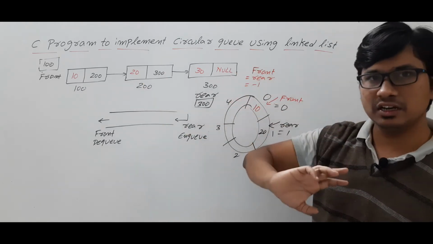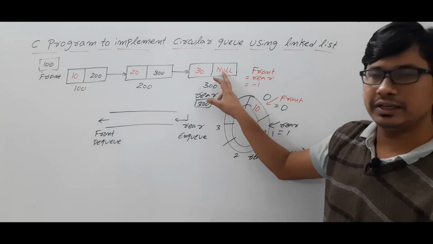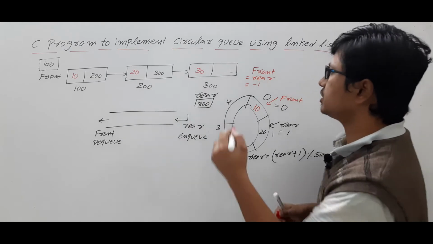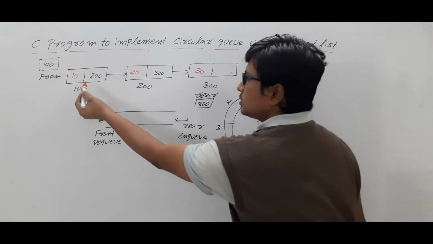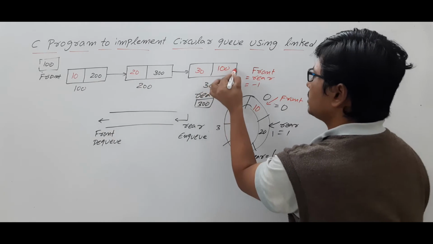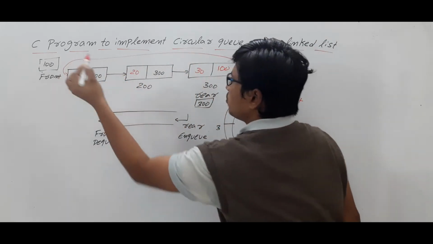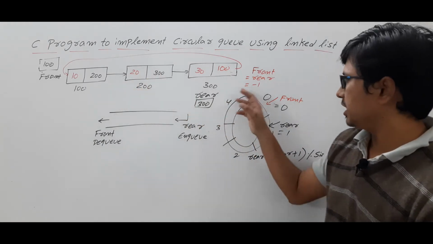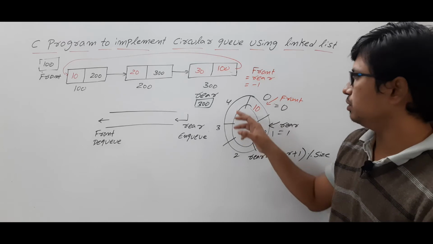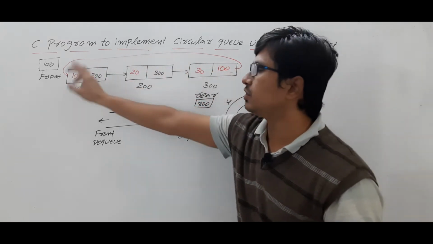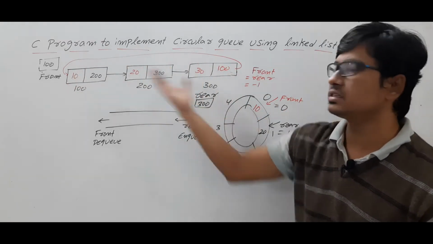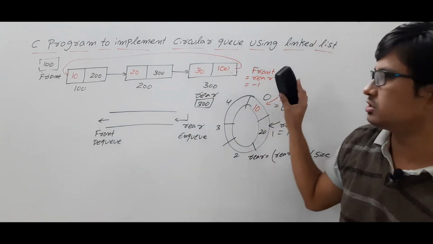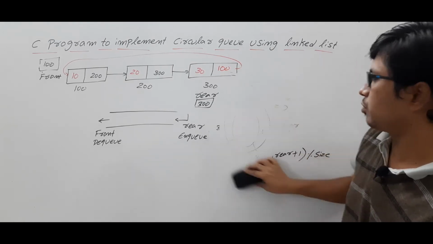Now as it is a circular queue, this link should point to the first node, meaning you need to have the first node's address. So what is the first node? 100. If you maintain this address, then it is pointing there. So now it is becoming a circular linked list. Is it clear? Because you want to maintain a circular queue, the last node should point to the first node in the linked list. So now it is similar to a circular linked list. If you know the circular linked list concept, you can easily solve this problem.